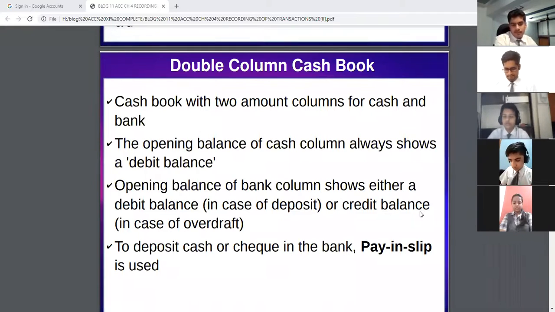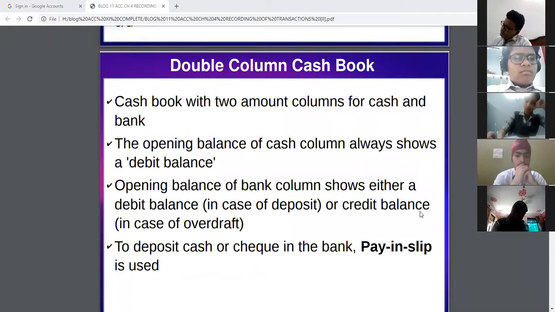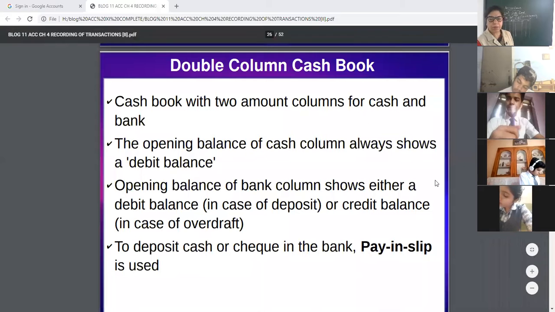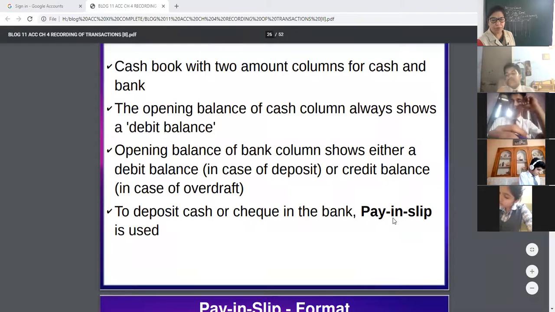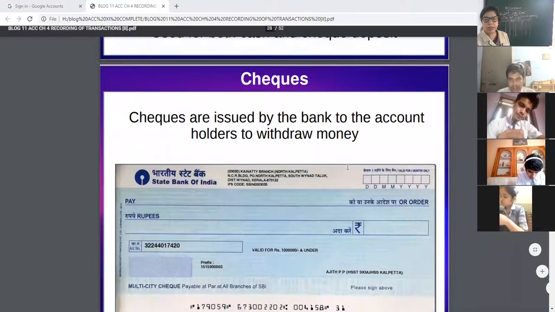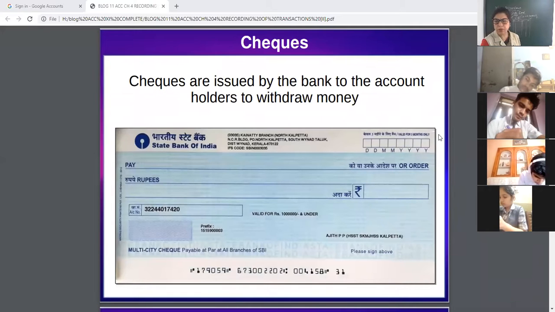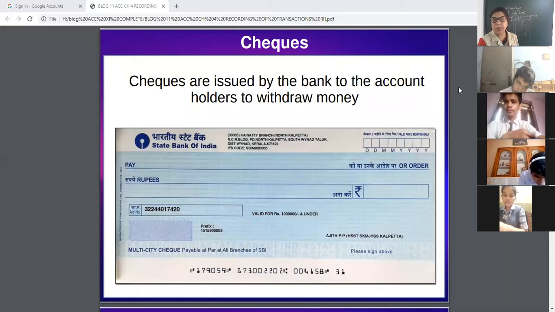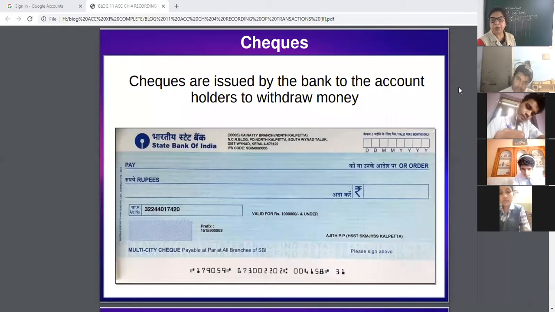Then to deposit cash or check in the bank, there is a specific pay-in slip which the person has to fill before deposit. This is the type of pay-in slip that is available in the bank only. Now, what is check? Yesterday, someone asked, ma'am, what is check? You can ask your parents also. They will show you what is checkbook, what is passbook. Take help of your parents. They also have knowledge about banking.